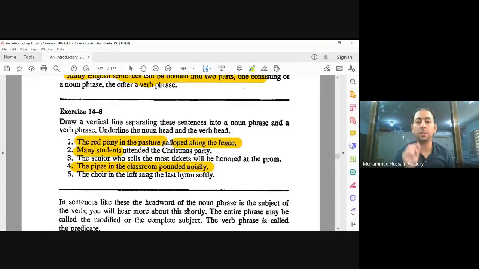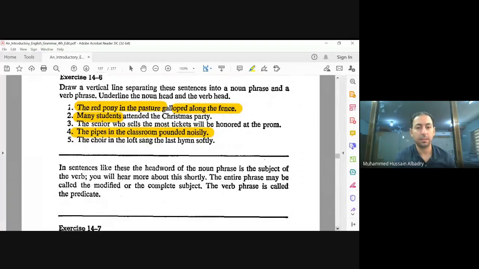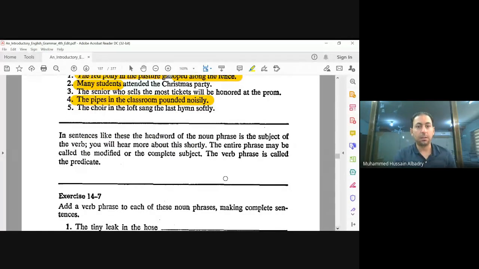Bounded noisily. Yes, very good. Bounded noisily. Here I'm asking about verb phrase, not verb. Bounded noisily is the verb phrase. Okay, bounded is only the verb, the main verb, which is the head word. حتى تعرف انت بتميز، واذا واحد يصير لك شنو الفيرب فريز شنو الناون فريز تعطيه سنتنس وتوضح له هاي السنتنس. هذا الشرح مالتي.